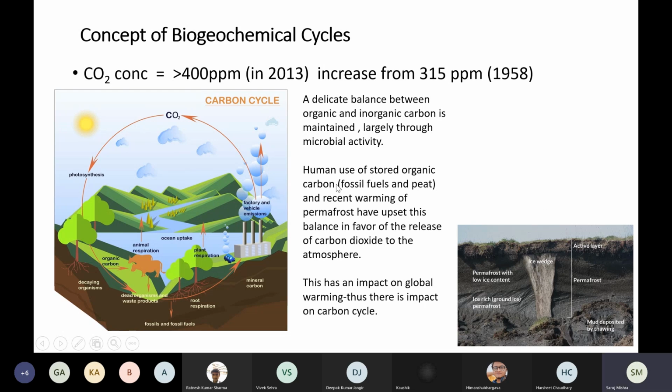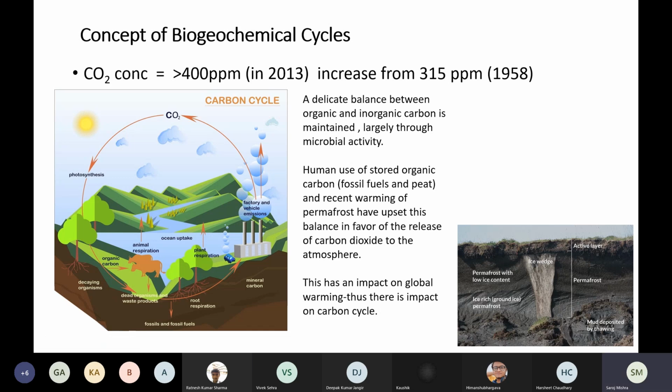So that is the reason the second point is written: the human use of stored organic carbon such as fossil fuel and coal, etc., and the warming of this permafrost, have upset this balance in favor of the release of carbon dioxide. As a result of all of these factors, more and more carbon dioxide is released into the environment. This has had an impact on global warming, so there is an impact on the carbon cycle.